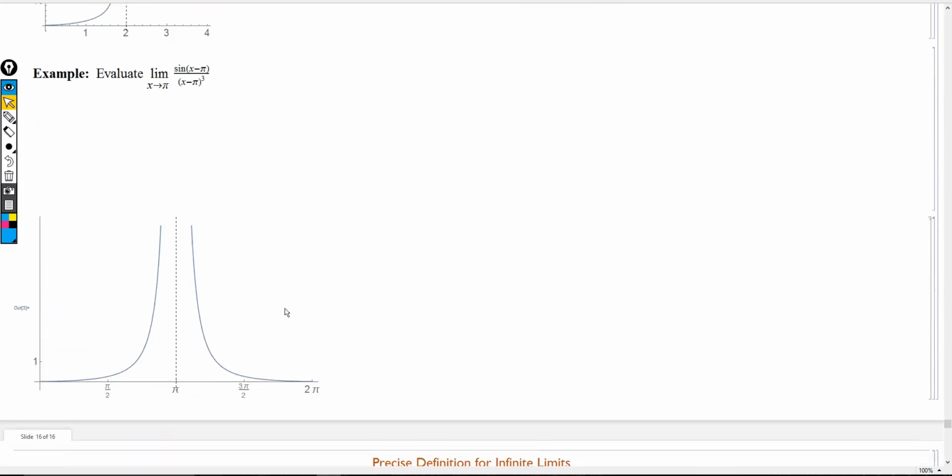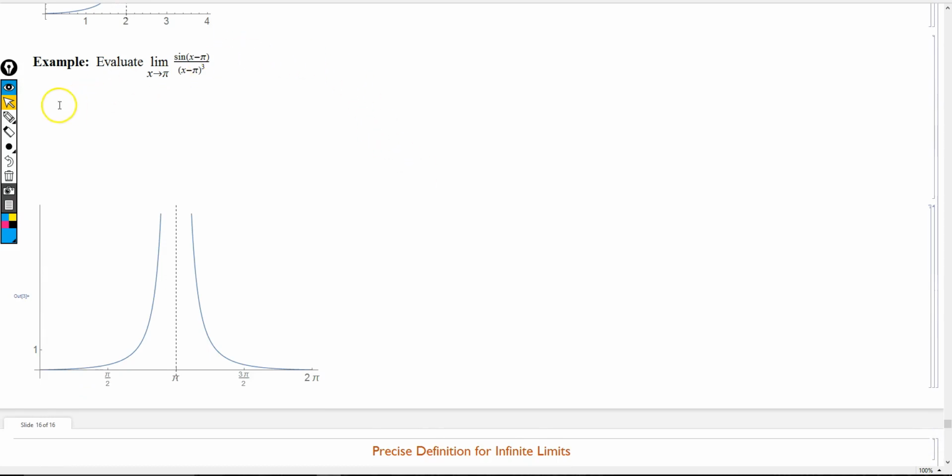So here we have the limit as x approaches pi of the sine of x minus pi divided by x minus pi cubed. Let's rewrite this as follows. We're going to try to rewrite it as two functions, one of which approaches a number and the other one approaches either positive or negative infinity. Well, let's write it like this. Let's write it as the limit as x approaches pi.